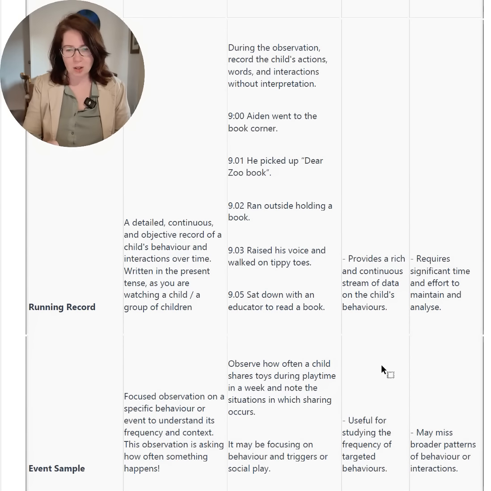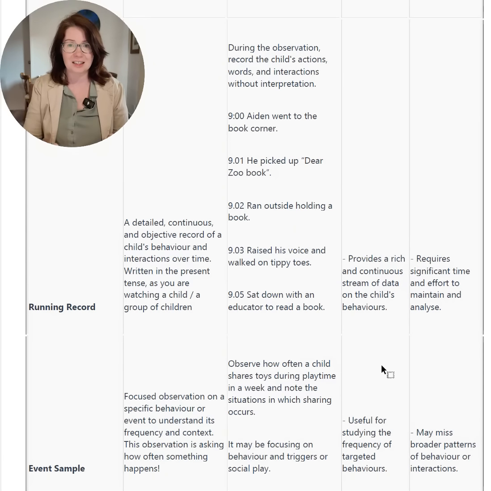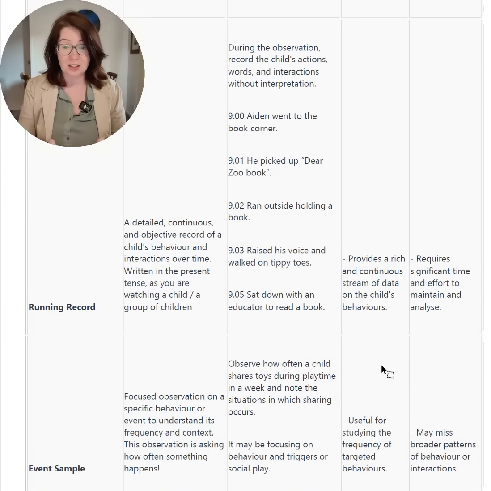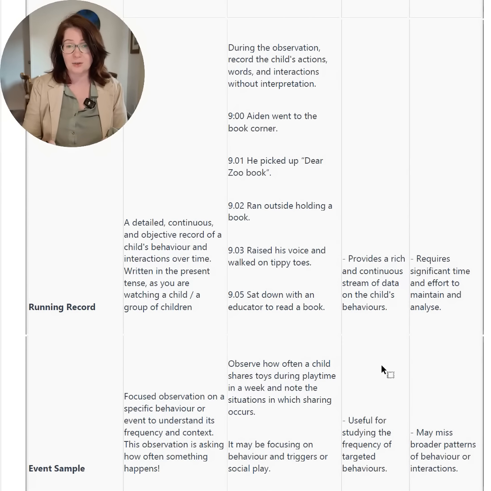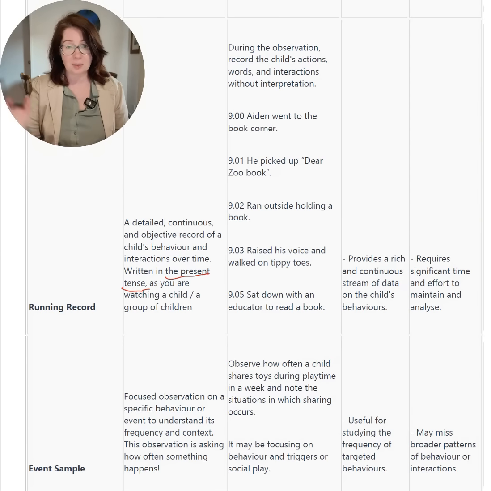Next one is a running record, something that you probably covered at TAFE or RTO if you studied Certificate 3 in Australia. If you study elsewhere in college, then you covered this too. It's a very classical type of observation, a detailed, continuous, objective record that is written in the present tense. If you remember, anecdotal record is written in the past tense. This one is in the present tense.